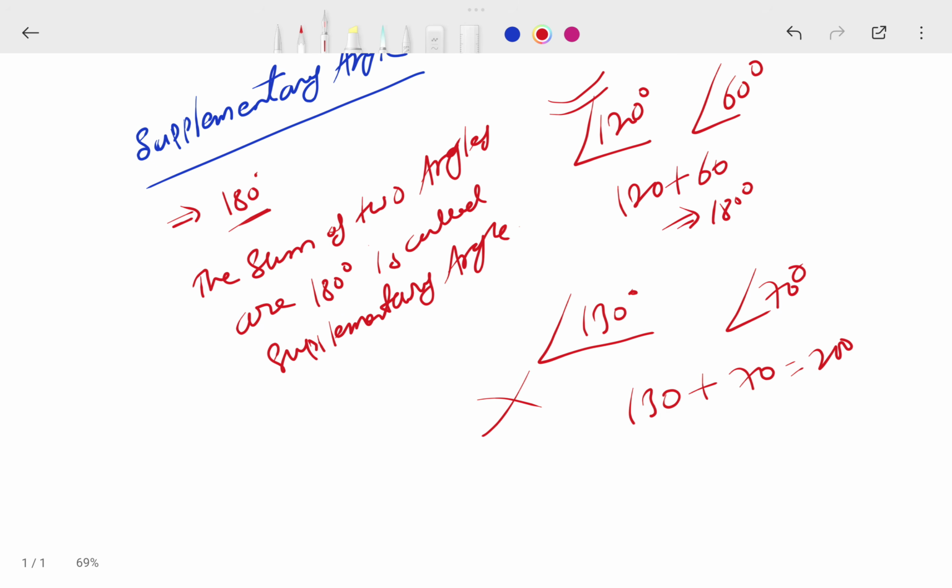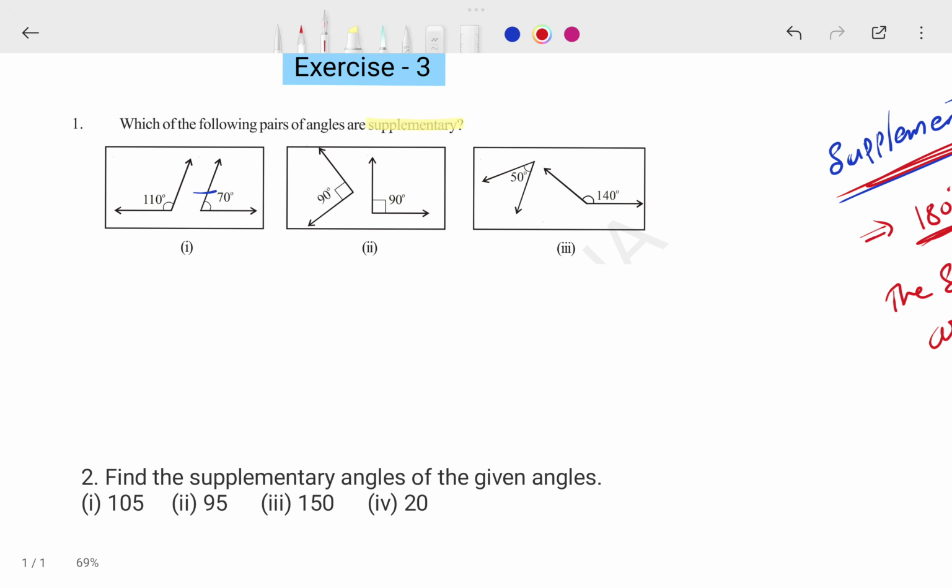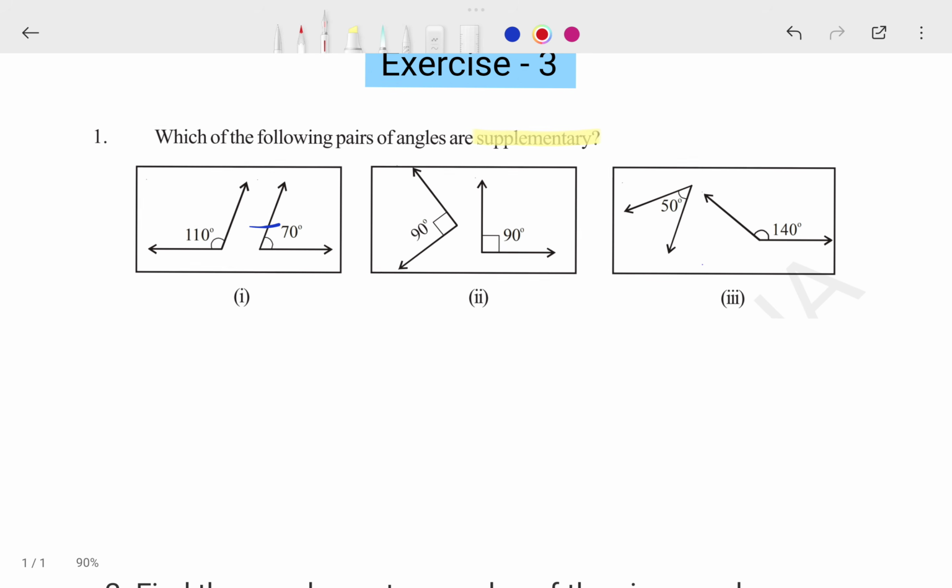Why? Because after adding both of these angles it is going to be 200, so that's why it is not supplementary. If any angles are to be supplementary, their sum has to be 180. Remember, a supplementary angle is 180. So whatever angles you are getting, add them, and if the sum is 180, then it is a supplementary angle. Clear? Now come to the first question.